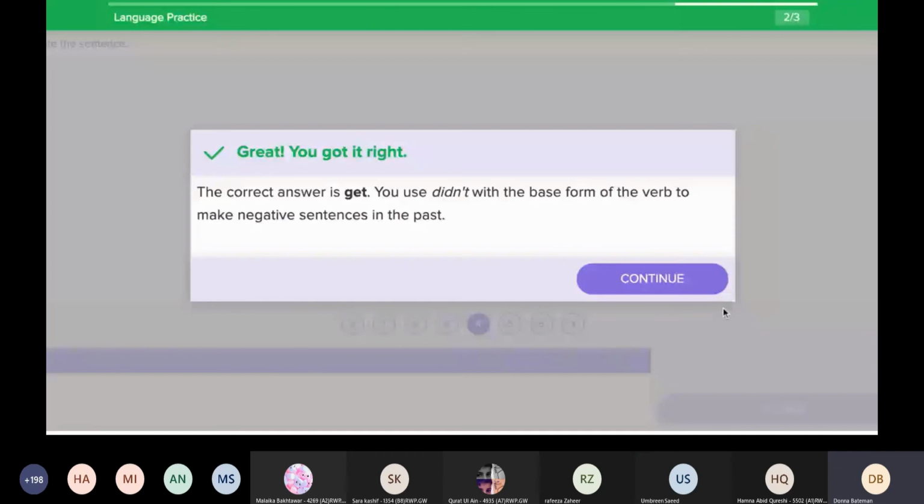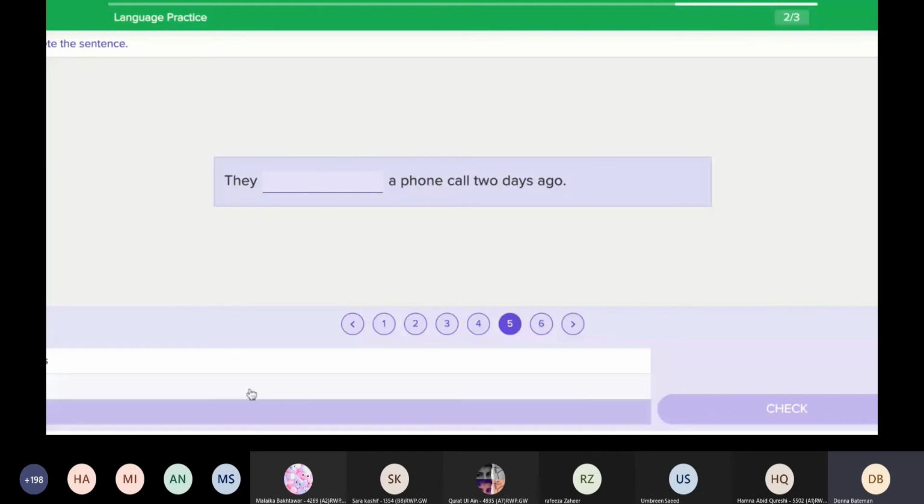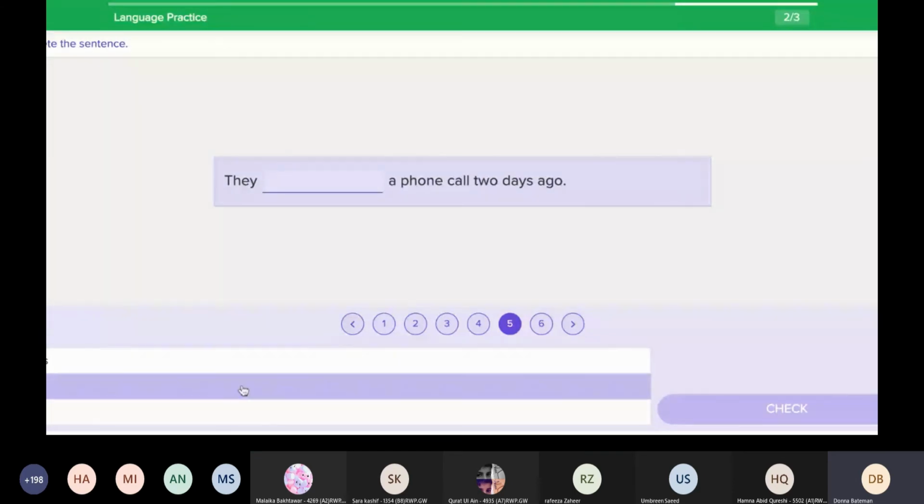They blank a phone call 2 days ago. What goes in the gap? Makes, made, or make. Okay, we're talking about 2 days ago, so we're talking about the past, and so the past of make is made. It's one of those irregular verbs, but a very useful verb, so it's important that you remember it.